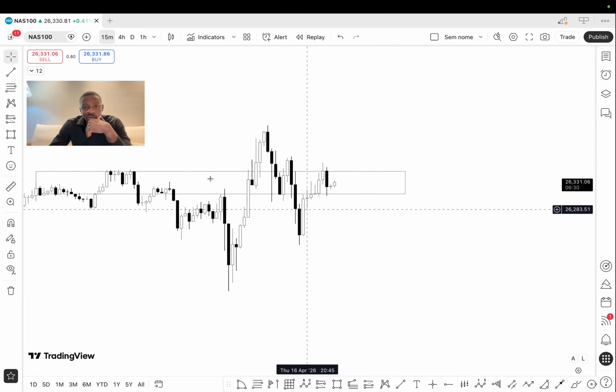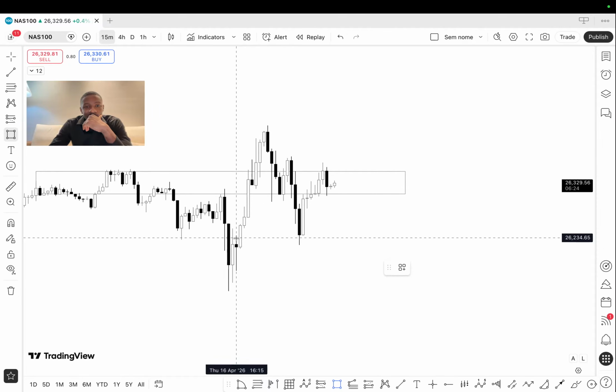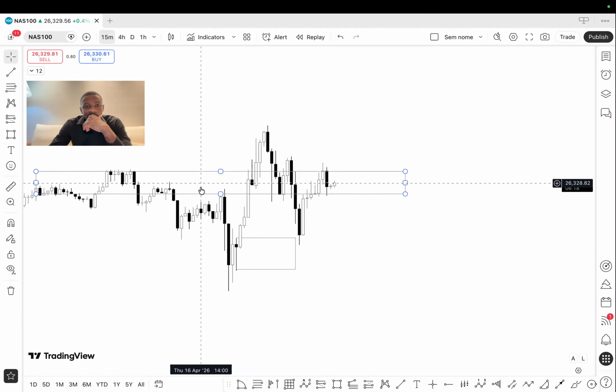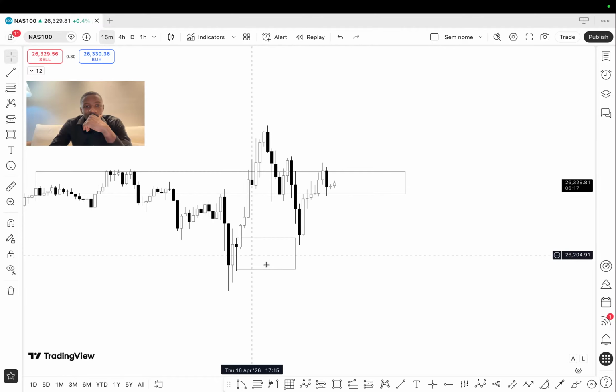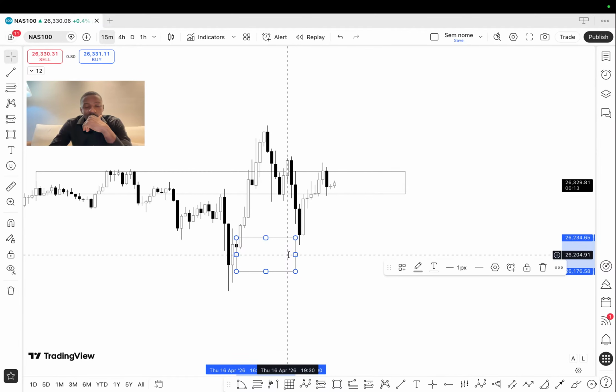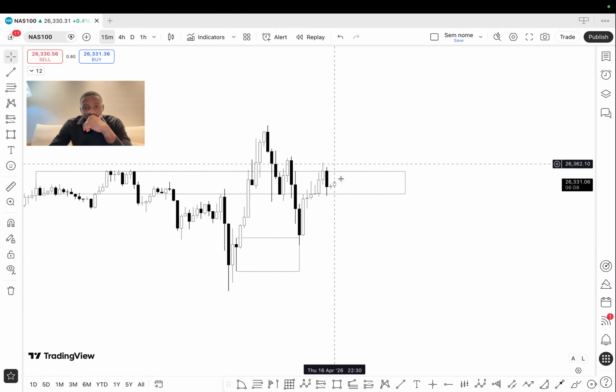What I normally want to see on these levels is something like this. I saw here that price reacted on this. This is the last bearish candle before the bullish move that broke a structure. So this is an order block. So price reacted at an order block. Now I'm expecting price to react above this.